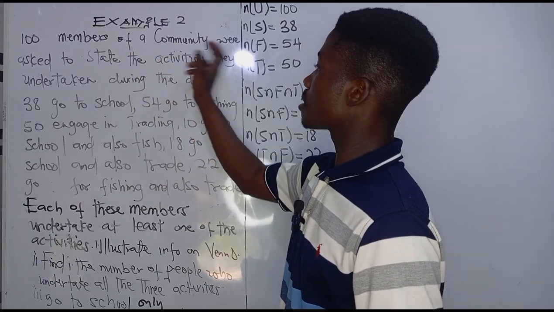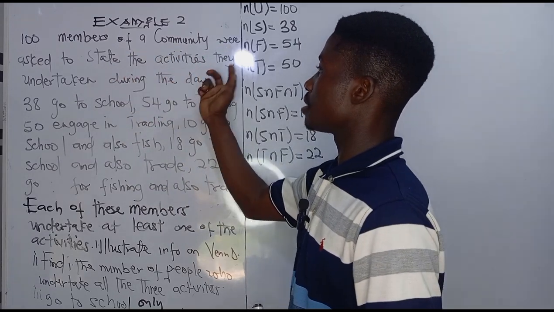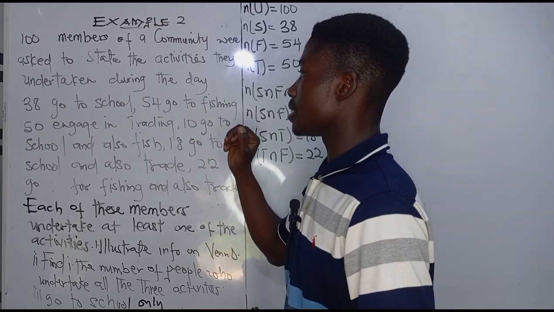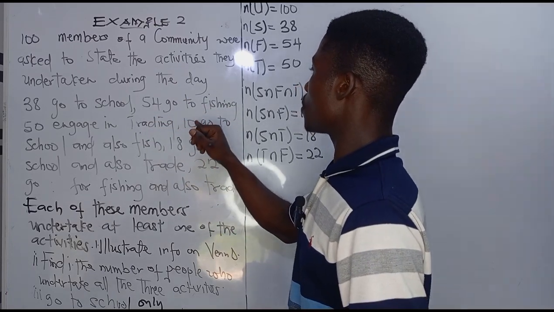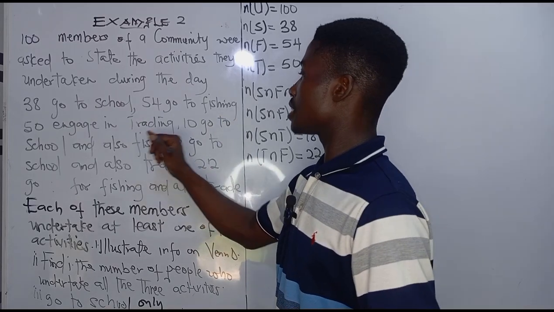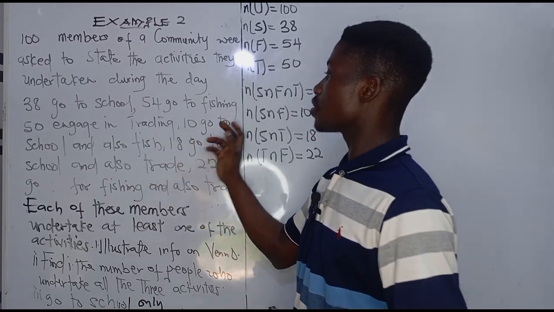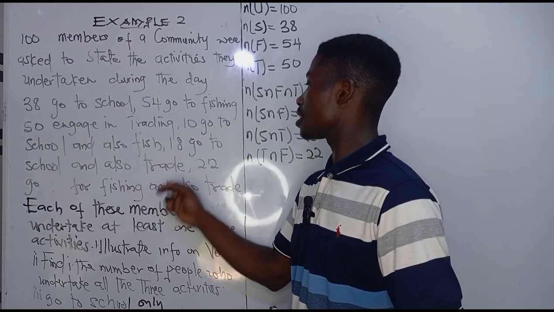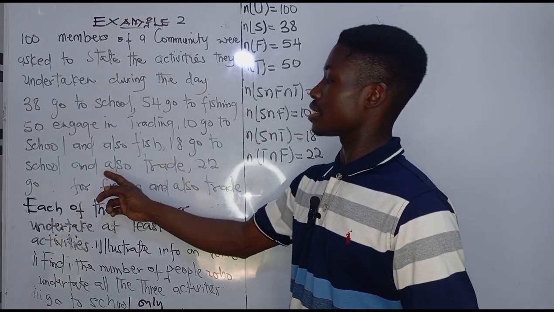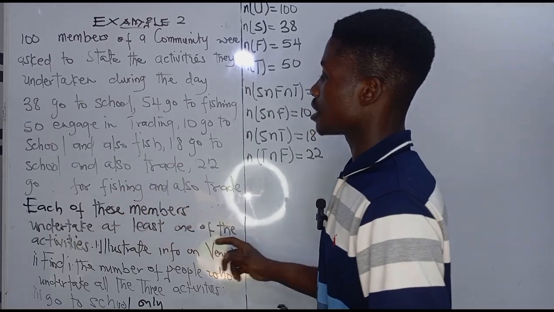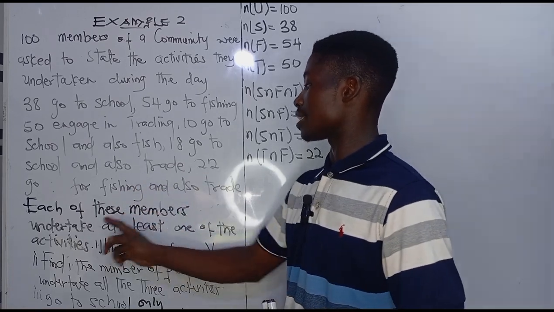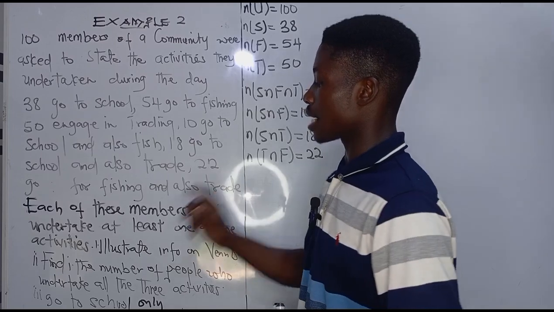100 members of a community were asked to state the activities they undertake during the day. 38 go to school. 50 of the members said they go for fishing. 50 engage in trading. 10 go to school and also fish. 8 go to school and at the same time they also trade. 22 go for fishing and also trade. Each of these members undertake at least one of these activities.